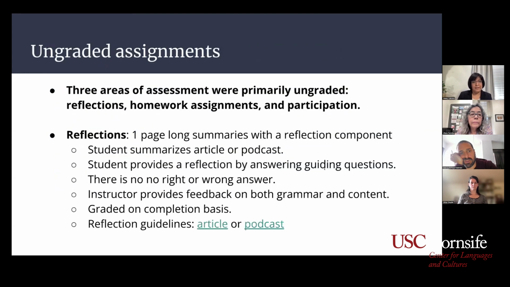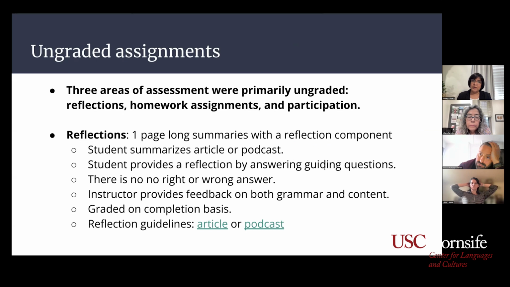So, in the class that I taught, there were 3 areas that were primarily ungraded. This was a class for heritage speakers, mainly the reflections, homework assignments, and to some degree participation. So participation was not fully ungraded. Reflections and homework assignments were. The reflections, what were they? They were 1-page long summaries with a reflection component at the end. I will share with you the guidelines, but overall, students summarized an article or a podcast.